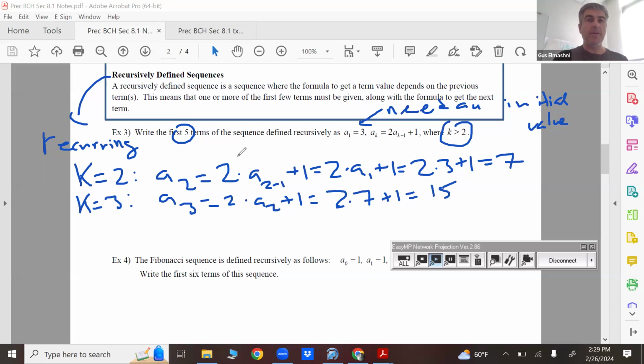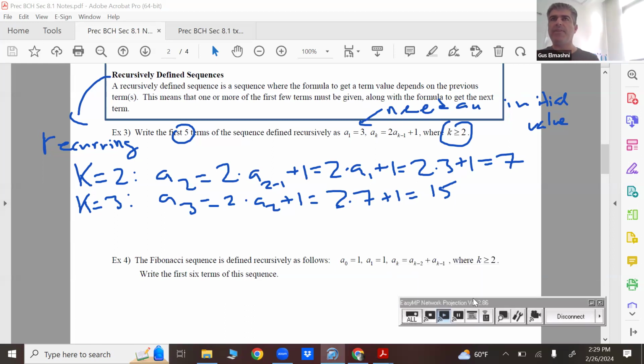Just to see how to get started, that's all. Because you already know the first term, we need the second, third, fourth, and fifth terms.